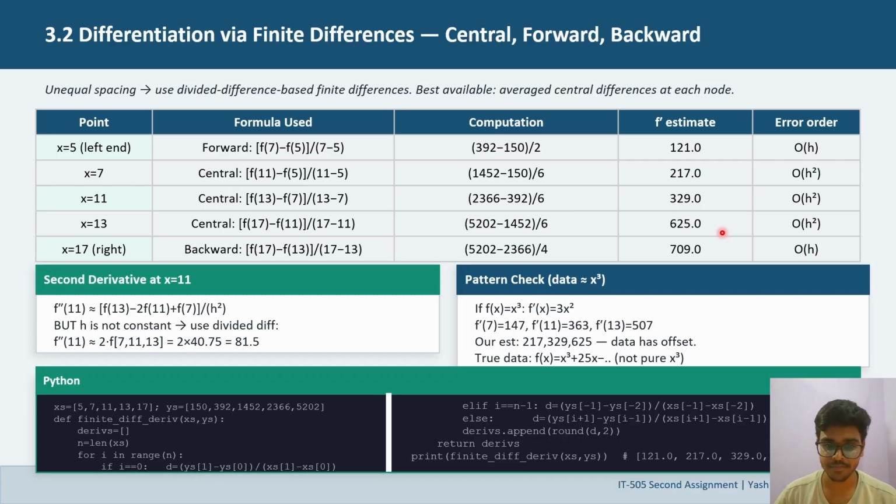Now for the second derivative, we use divided difference. The formula is f double dash at 11 is approximately equal to 2 times f bracket 7, comma 11, comma 13. And that gives us 81.5. At the bottom, you can also see the Python implementation where the code automatically chooses forward, backward, or central difference depending on the position of the point.